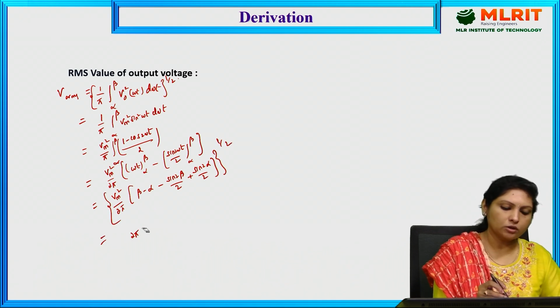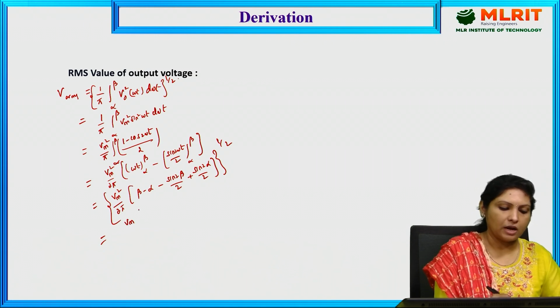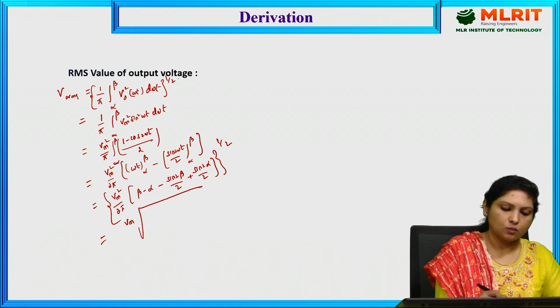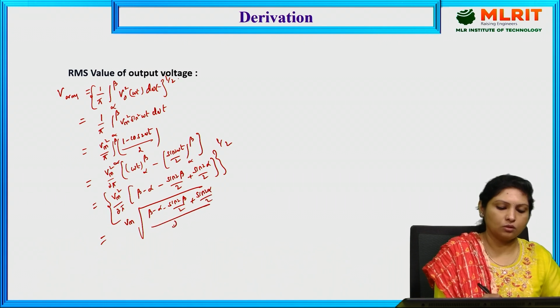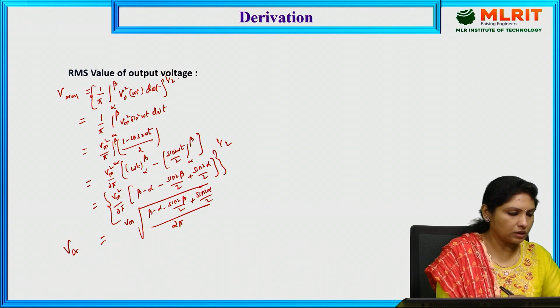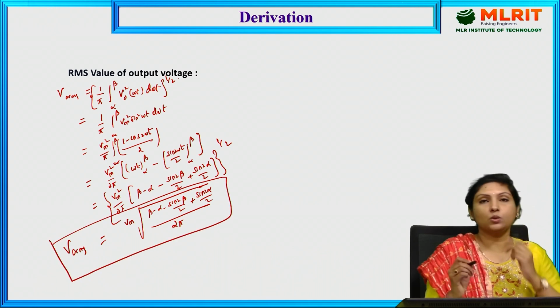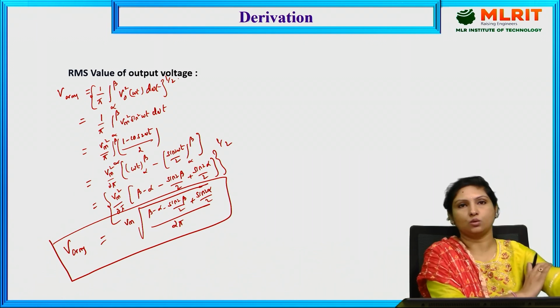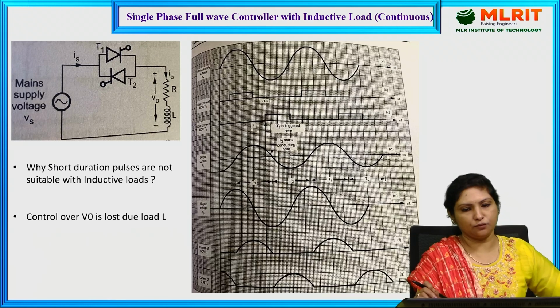I am applying the whole to the power of 1 by 2, so the equation transforms into Vm. I am taking this 2 pi inside. We get beta minus alpha minus sin 2 beta by 2 plus sin 2 alpha by 2, whole divided by 2 pi. And this is our V0 RMS expression for the AC voltage controller with RL load. And this is the single phase full wave controller with inductive load.